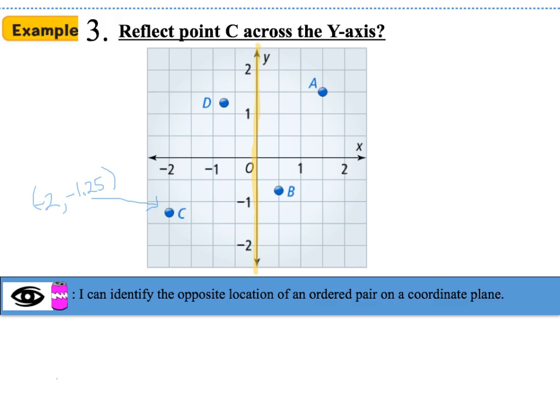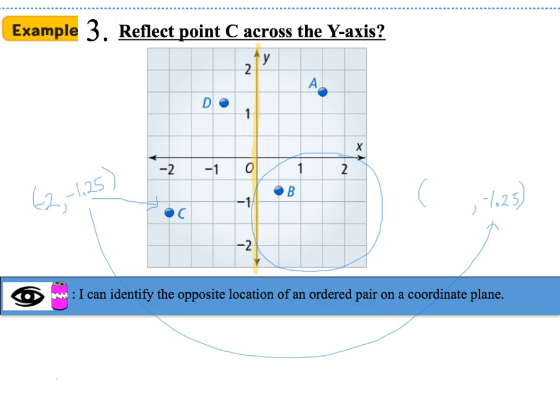So I want to reflect across the y-axis. The way that I want to do this is I know that it's going to be someplace in quadrant number 4 because it has to reflect across the y-axis. So since it's going to reflect across the y-axis, I know that the y-coordinate should stay the same. The y-coordinate in the original is negative 1.25, so it's going to stay as negative 1.25. And once again, the reason why it's staying negative 1.25 is because we're reflecting across the y-axis, so this y has to stay the same.